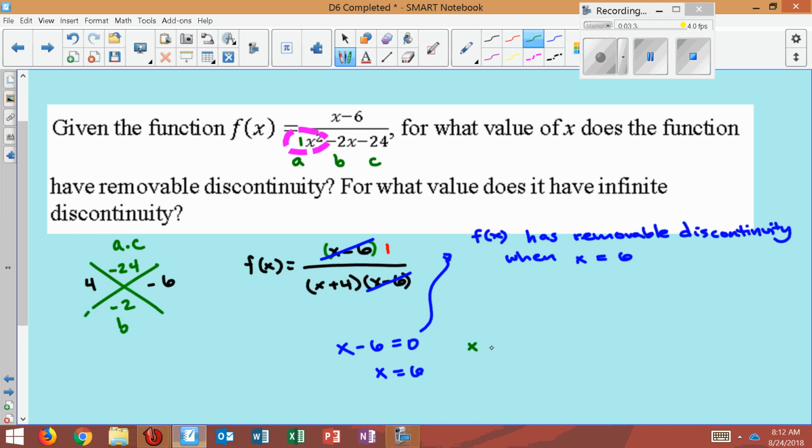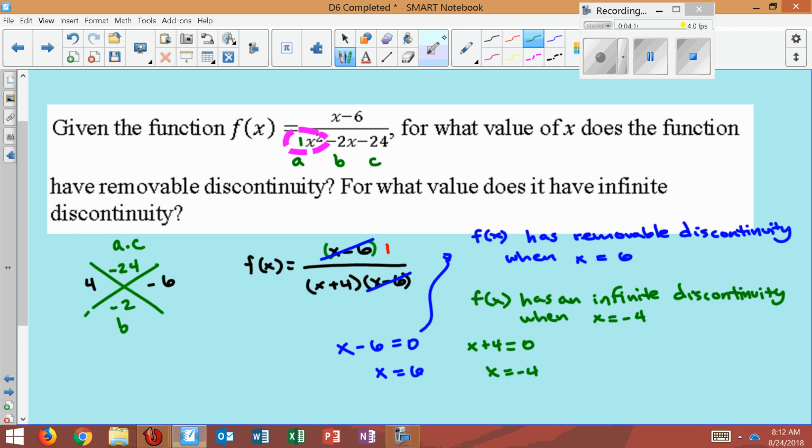So I solve for that value, x plus 4. It cannot equal 0. So when x equals negative 4, we have problems because we'd be dividing by 0. Negative 4 plus 4 would be 0, and you're not allowed to go 1 divided by 0. So that's my infinite discontinuity. f of x has an infinite discontinuity when x equals negative 4. And that would be my answer here.